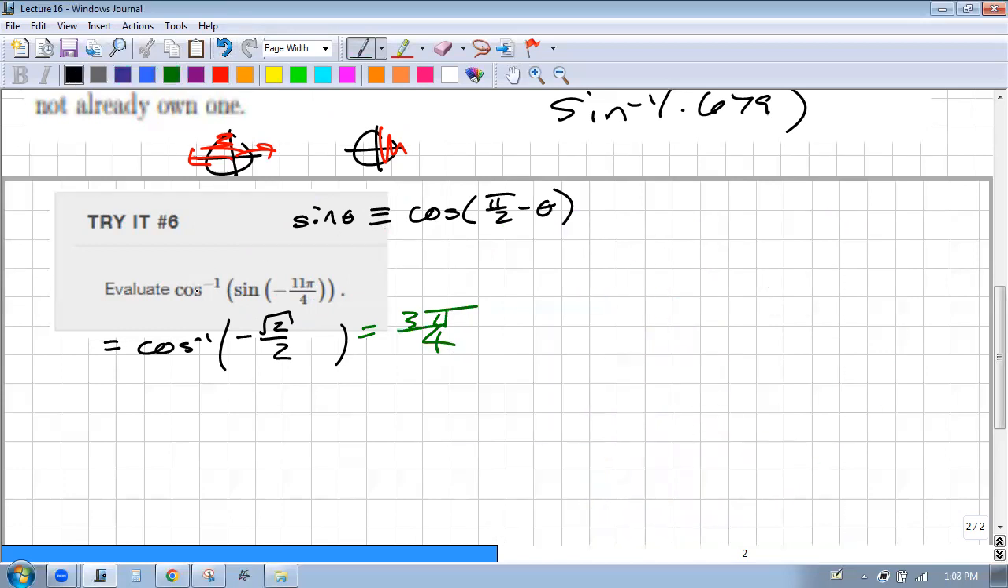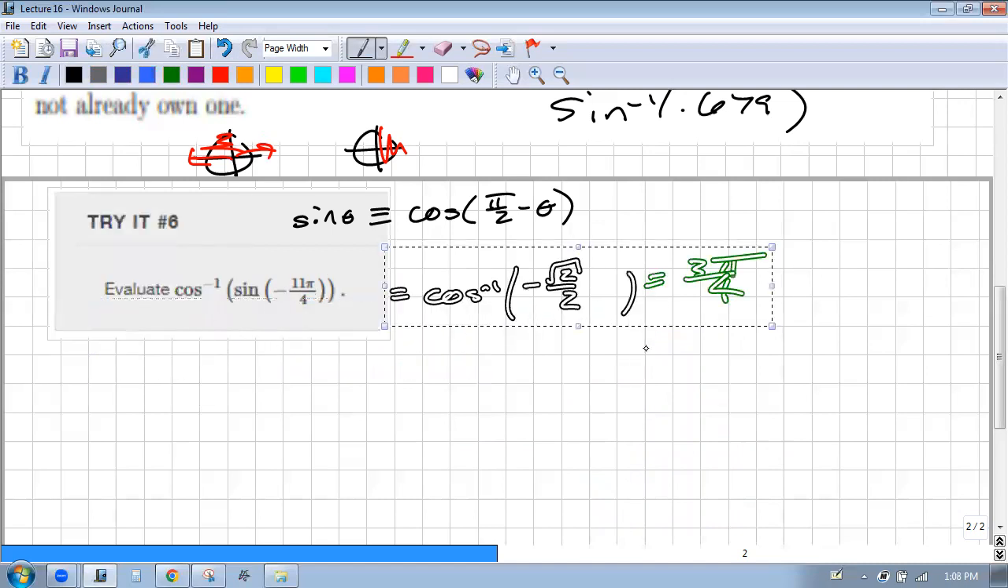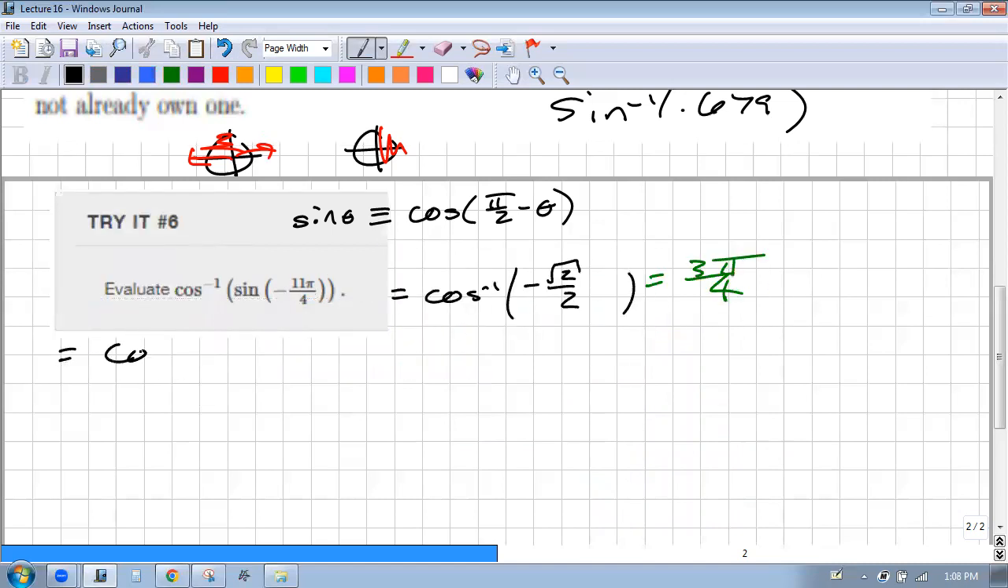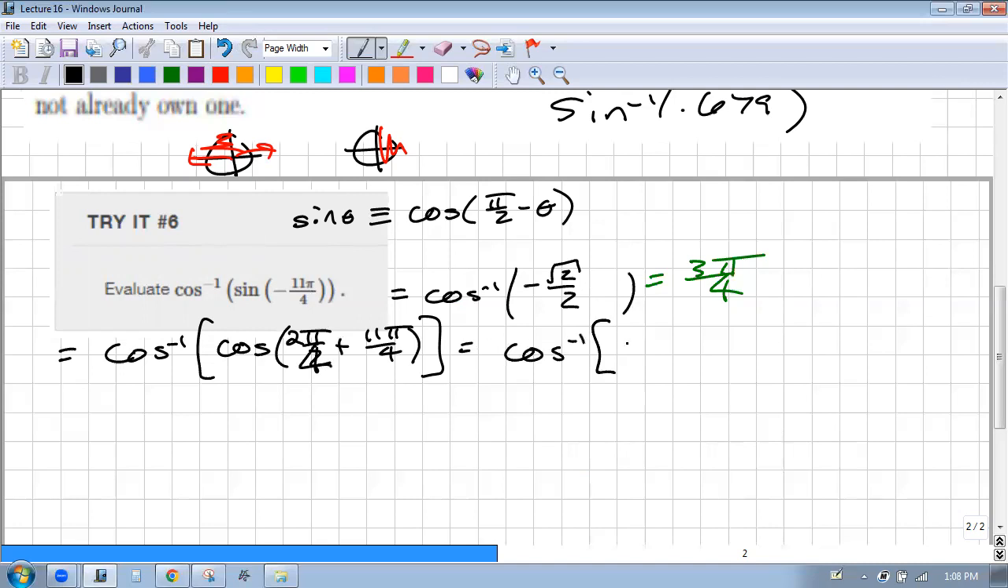I could say this is cosine inverse of, so I'm changing the sine into a cosine, cosine of pi over 2 minus negative 11 pi over 4. Okay, I want to add these, so I want a common denominator. If I multiply the top and the bottom by 2, I have that. Cosine inverse of cosine. So 2 pi and 11 pi is 13 pi over 4.